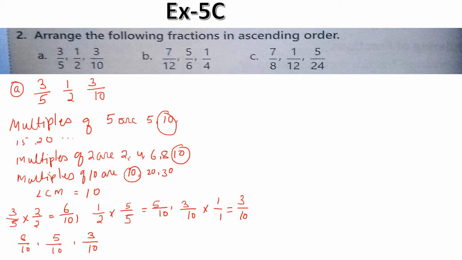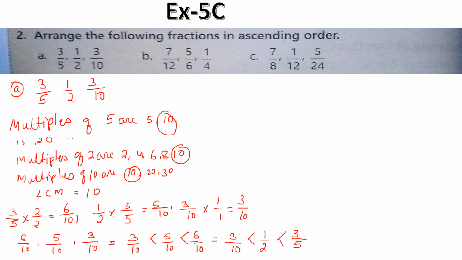Now we have to arrange these in ascending order. Ascending order means small to big. Which one is the smallest: 6, 5, or 3? So 3. So 3 by 10, then 5 by 10, then 6 by 10. Now 3 by 10 is 3 by 10. Now we will write the real numbers. 5 by 10 means 1 by 2. Then 6 by 10 means 3 by 5.